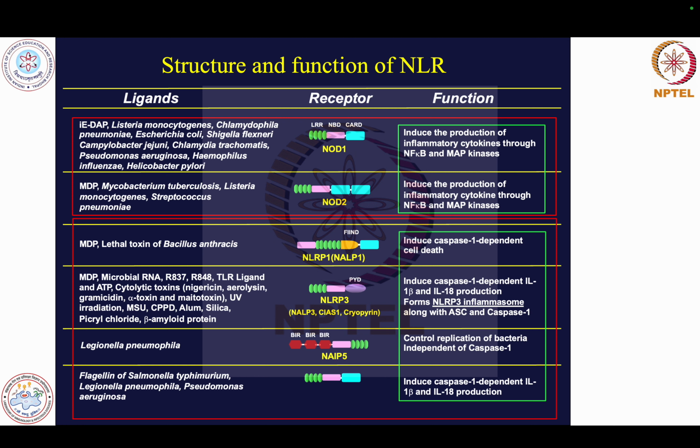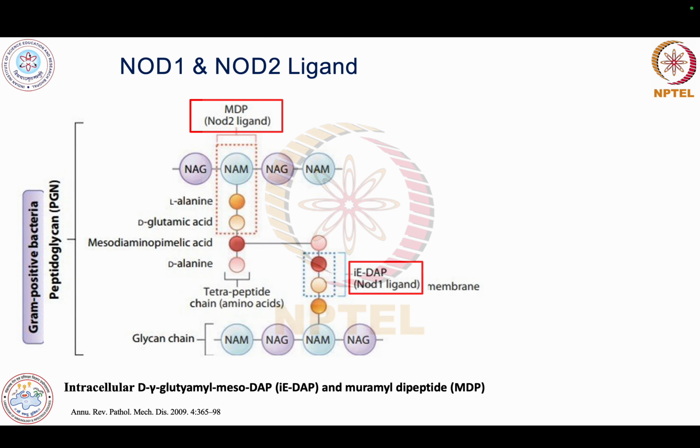Lethal toxin of Bacillus anthracis induces caspase-1 dependent cell death. MDP, microbial RNA, TLR ligand and ATP, receptor is NLRP3, induce caspase-1 dependent IL-1 beta and IL-18 production, forming the NLRP3 inflammasome along with ASC and caspase-1. Legionella pneumophila controls replication of bacteria independent of caspase-1.